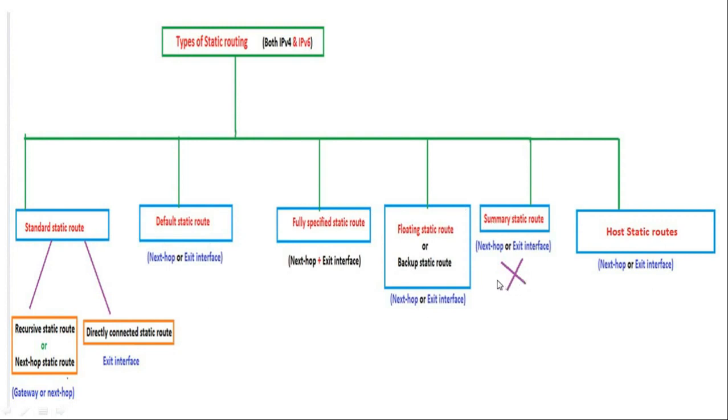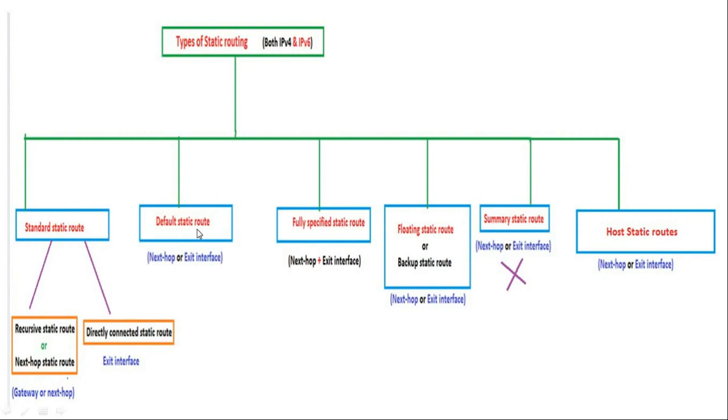So the standard static routes are two types: recursive or next hop static routes, as well as directly connected static route. In next hop static route, we are going to use the gateway or next hop address. But if we go for a directly connected static route, we are going to use the exit interface. This is the first one.